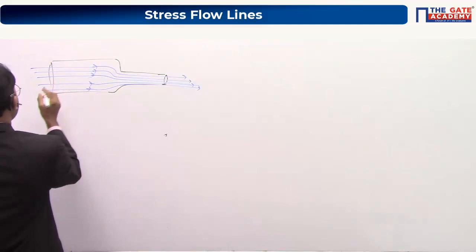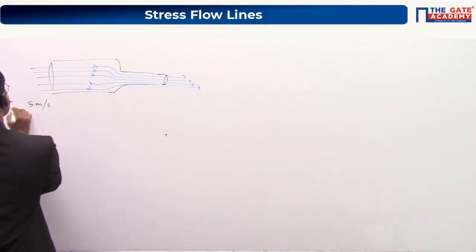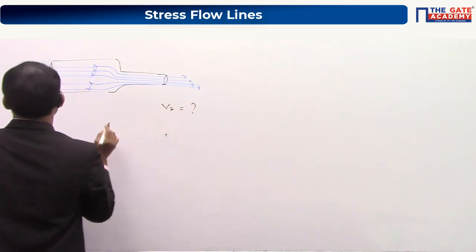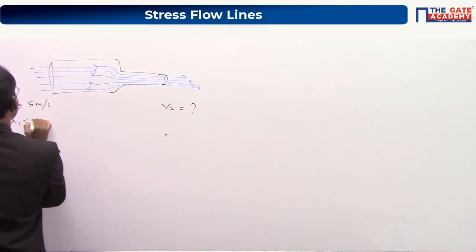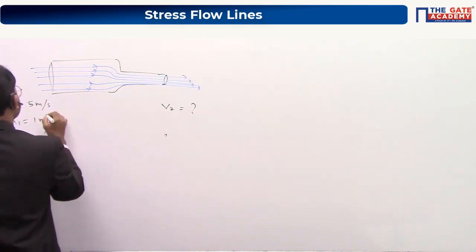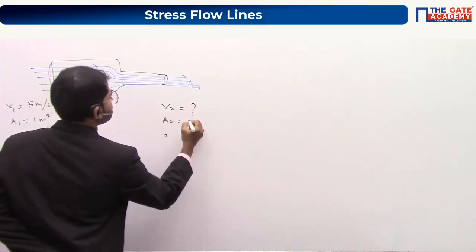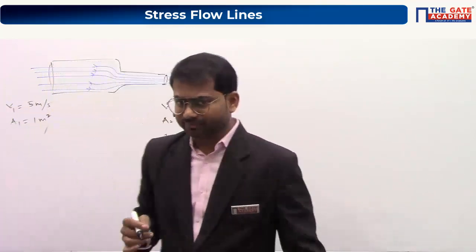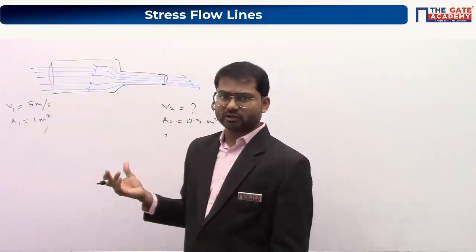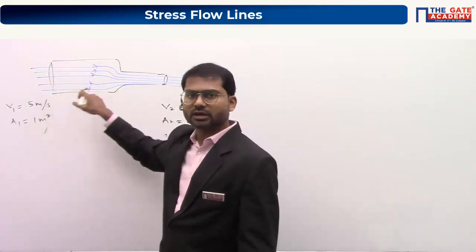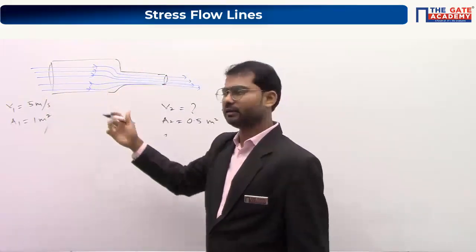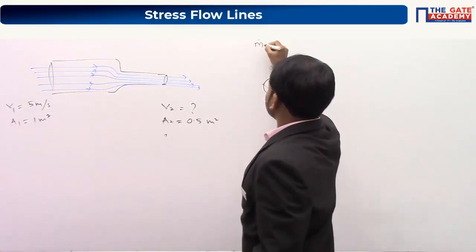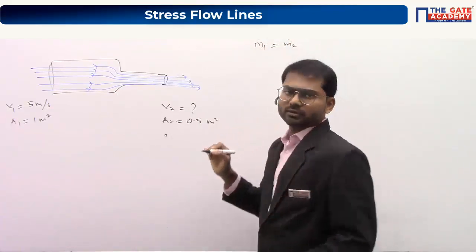Let's assume that the velocity at this one is 5 meters per second. So V1 is equal to 5 meters per second, and we should get the value of V2 here. Let's assume A1 is equal to 1 meter square, and A2 let's take as 0.5 meter square. Understand? We know the law of conservation of mass says that whatever mass goes inside should come out here, because mass is not getting accumulated. Whatever mass flows through the first inlet should come out of the second.